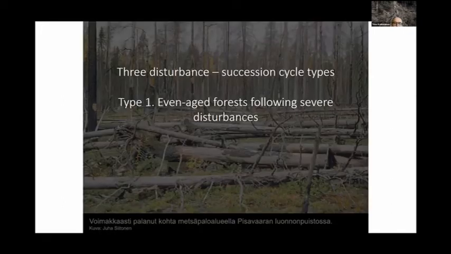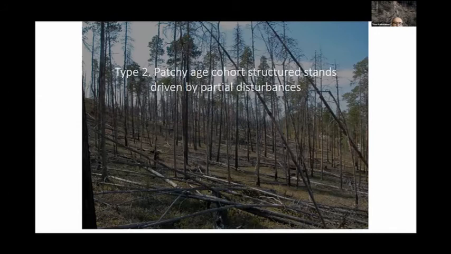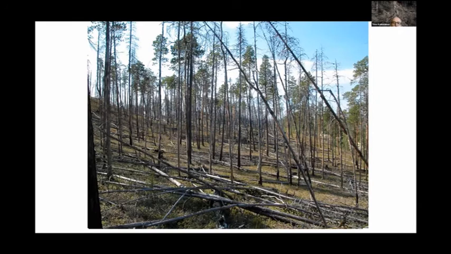So we all know how they, more or less, how they look, at least the even age forest following disturbances. It looks something like that. Spruce dominated forest after fire. The patchy cohort age structure stand looks like this. Typically pine forest that has been hit by a surface fire, killing some of the trees, but leaving some of the trees alive, creating a complex forest structure in the long run.